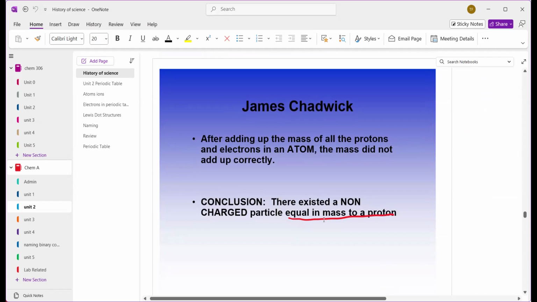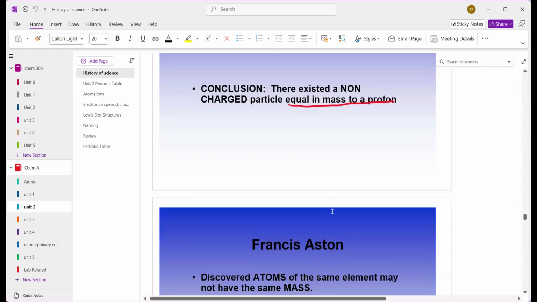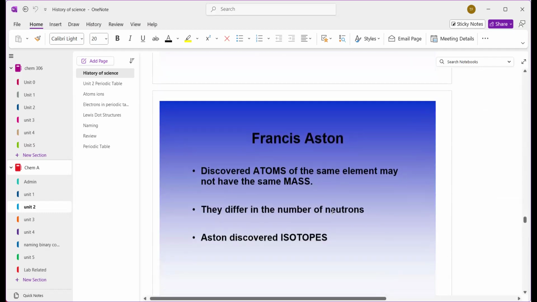Okay, Chadwick. He discovered the non-charged particle the size of a proton. It's called the neutron. So Chadwick, neutron. Aston discovered that if we look at something called isotopes, the chemist, do you have a question?